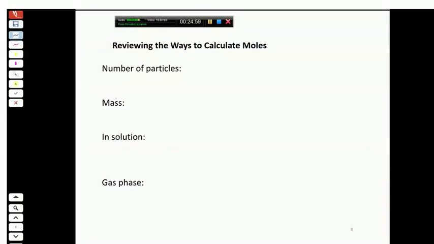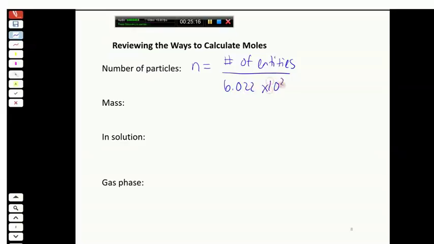So the first one we learned, which is the definition of the mole, is that the number of moles, which I'll abbreviate as N to stick with the ideal gas convention, is number of entities divided by Avogadro's number. So if we knew exactly how many molecules or atoms we had, you could divide by Avogadro's number to find number of moles. That's one way we learned back in chapter 5. That's not the most practical way because we don't often go into the lab and count molecules and atoms.